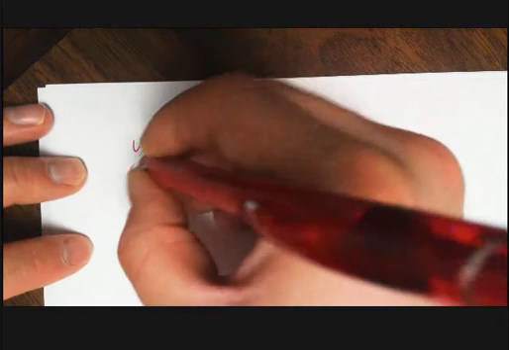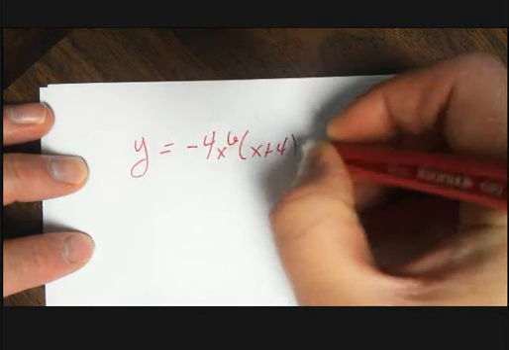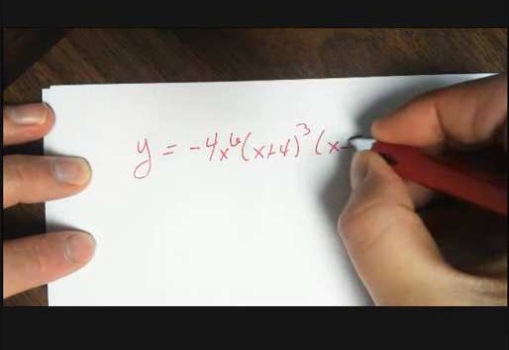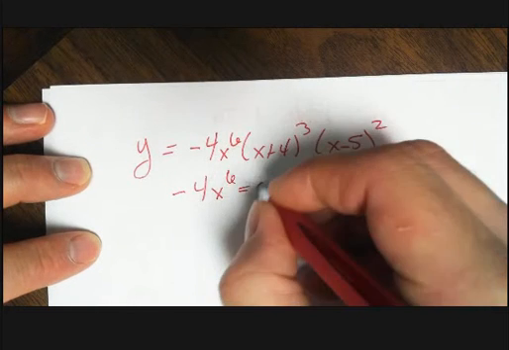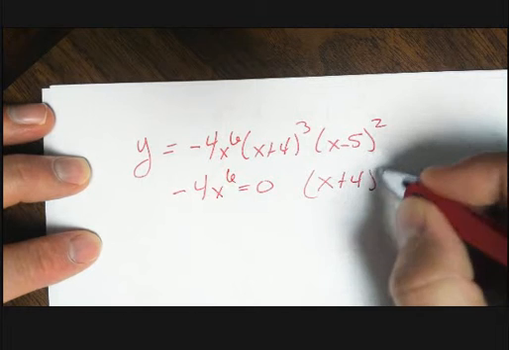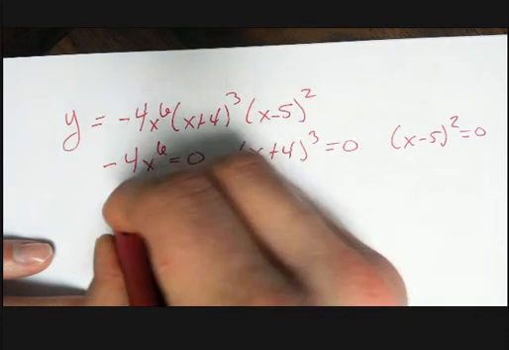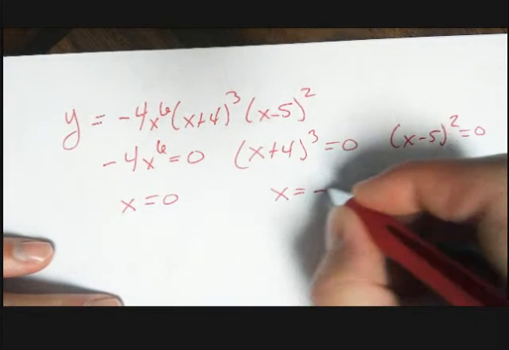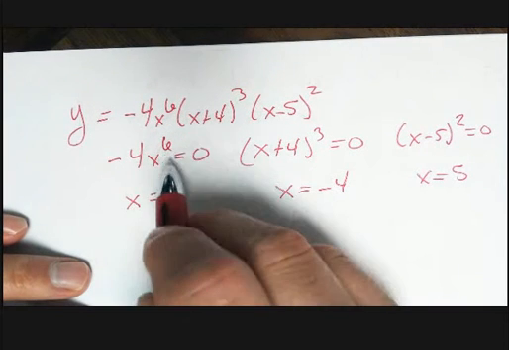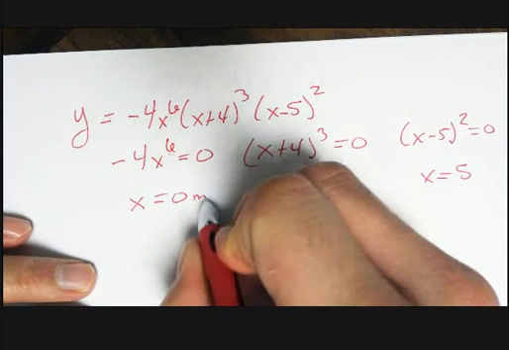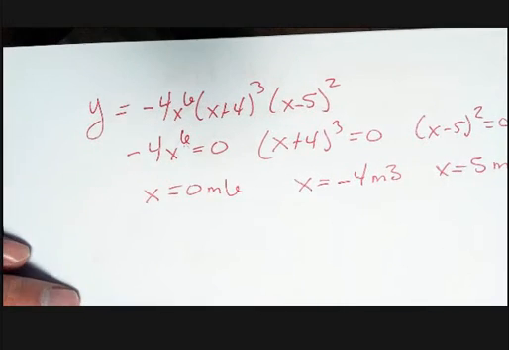You have the equation, and it tells you to state the zeros and the multiplicity. Well, the zeros are simple. You just take each section and set it equal to 0, and that will give you your zeros. So you get x is equal to 0, x is equal to -4, x is equal to 5. Those are the zeros. And then your multiplicity is just the exponents. So we've got a multiplicity of 6, a multiplicity of 3, and a multiplicity of 2. And that's it. That's all you had to do for number 24.